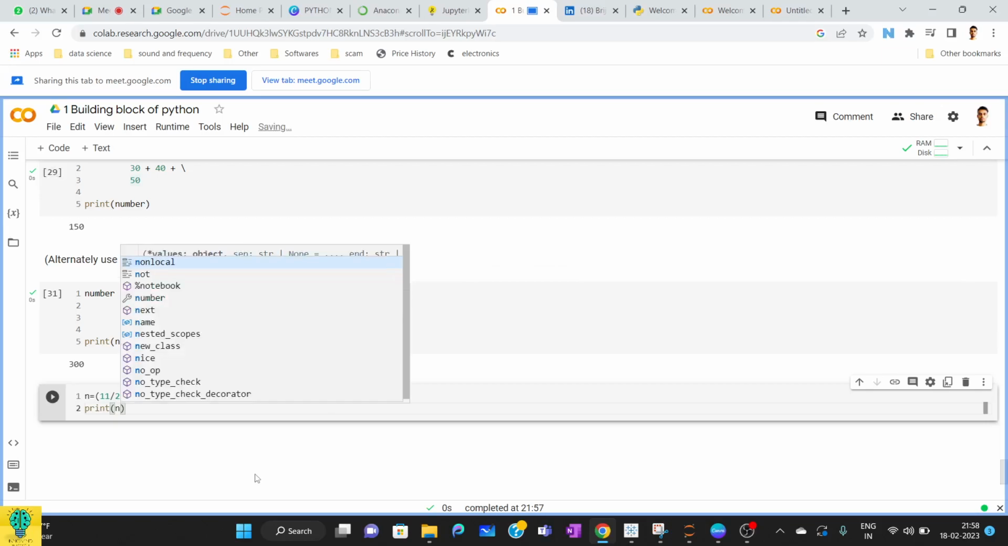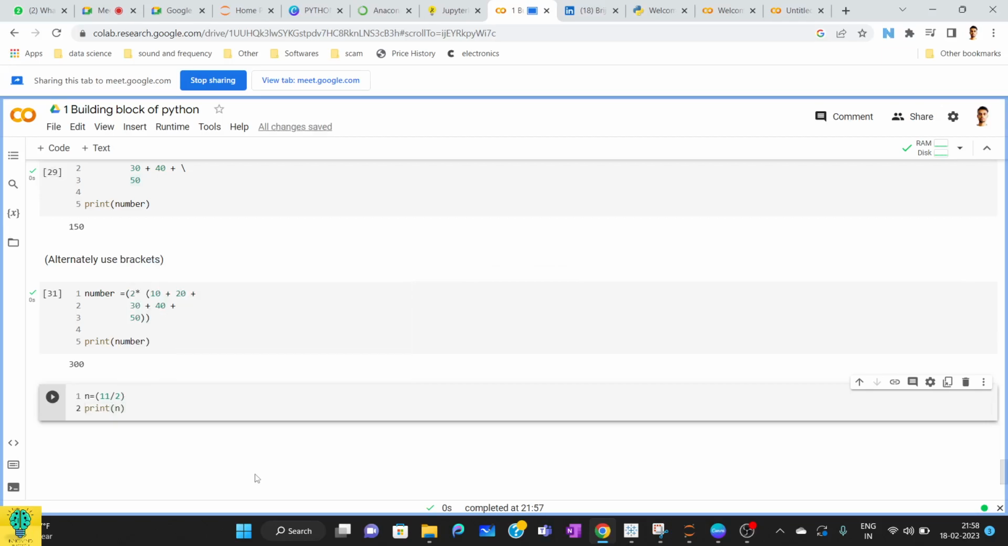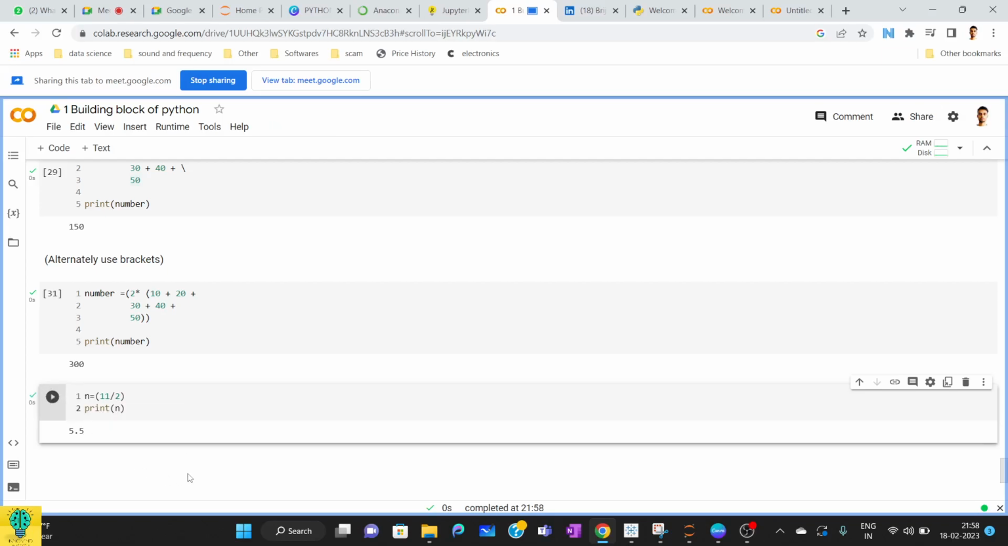Any guess? What is going to be the output of this? Output means the result. What will be the value of n? Don't worry if it is wrong. Nobody knows everything. It is eventually by practice and learning that you will come up with what exactly the answer is. Just try to answer it. What could be the possible answer for that? 5.5. Good enough. Let's see what the computer is going to give us. It is going to give us 5.5.